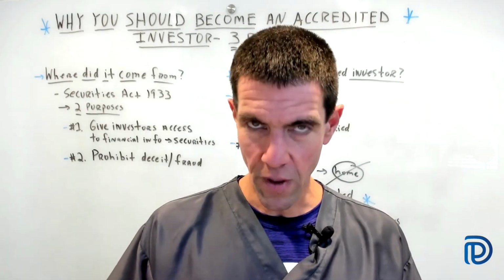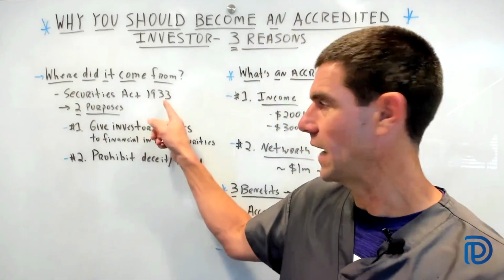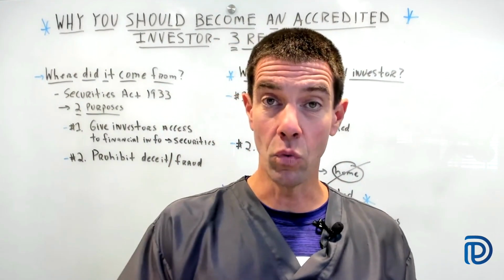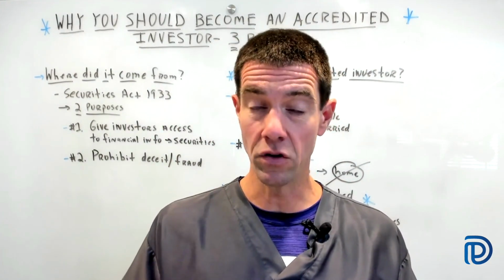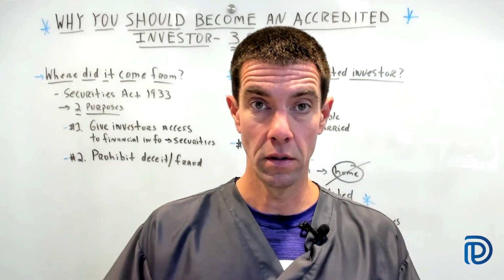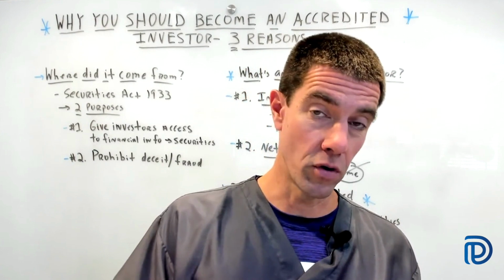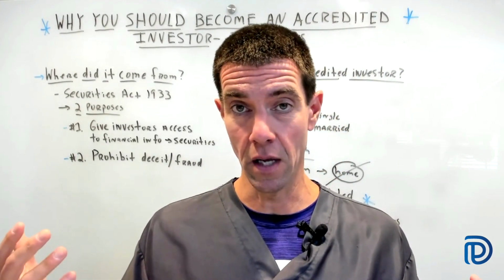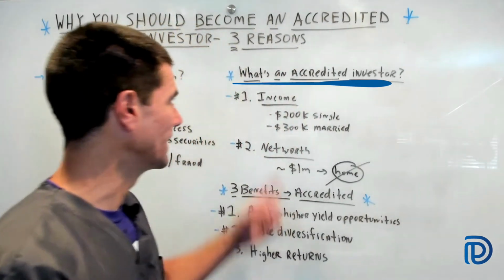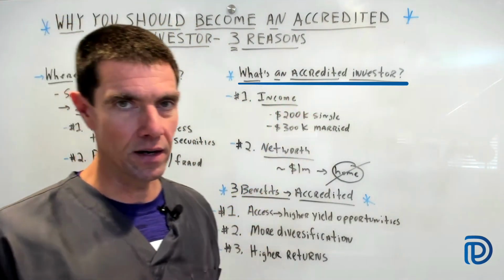Now, you also have to remember, this is 1933. So you have to remember that it was created after we went through the Great Depression. Again, their goal was to protect the quote, everyday investor. So speaking of accredited investor, I think this kind of leads us into identifying and defining exactly what is an accredited investor.